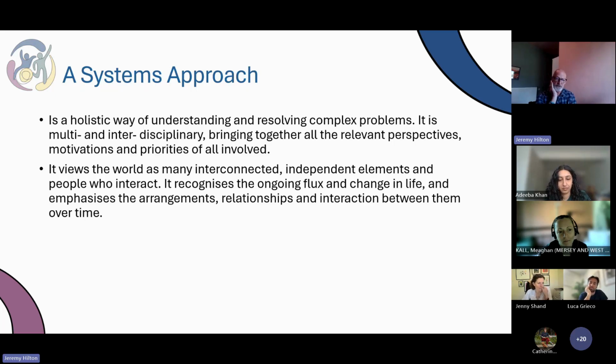And I'm deliberately not using the word solving, because we'll never solve them, but you might resolve them for a point in time. And we have to build the adaptability and sustainability into that as best that we can. Recognizing the multi and interdisciplinarity of this, bringing all the relevant perspectives together, but also within those perspectives, trying to understand people's motivations and priorities, because we also need to understand where these transitions sit within the various stakeholders.